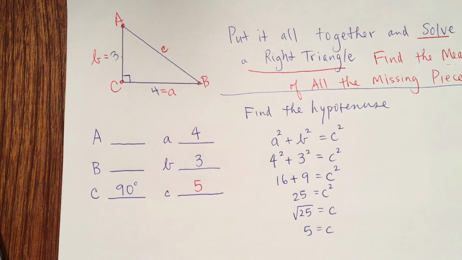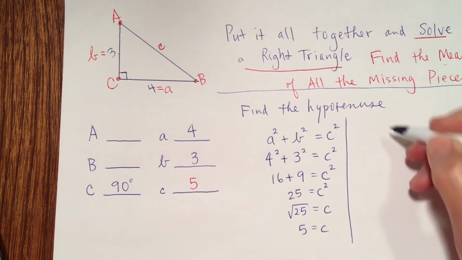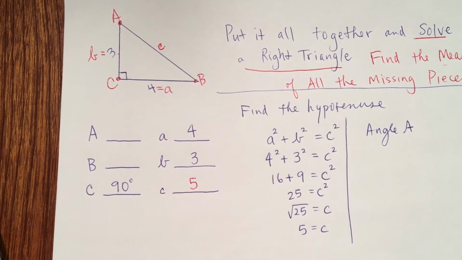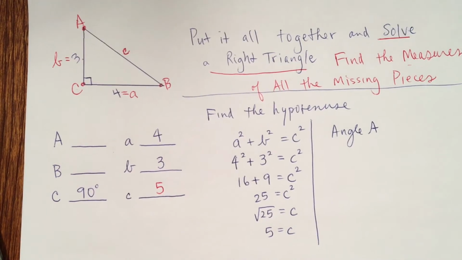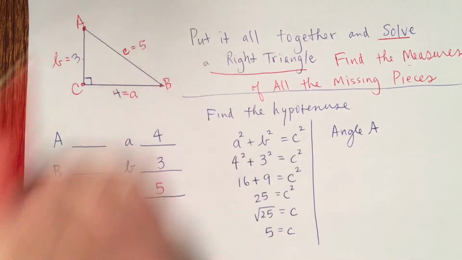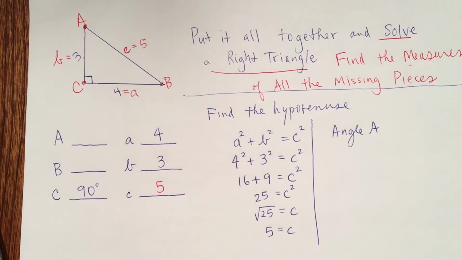You decide which one you're going to look for first. I'm going to look for angle A. You could go for angle B. You have a lot of choices here. As I look at angle A, I'm thinking, I have the 3 side lengths. I could use any trig function I want for angle A because I've already found the hypotenuse.